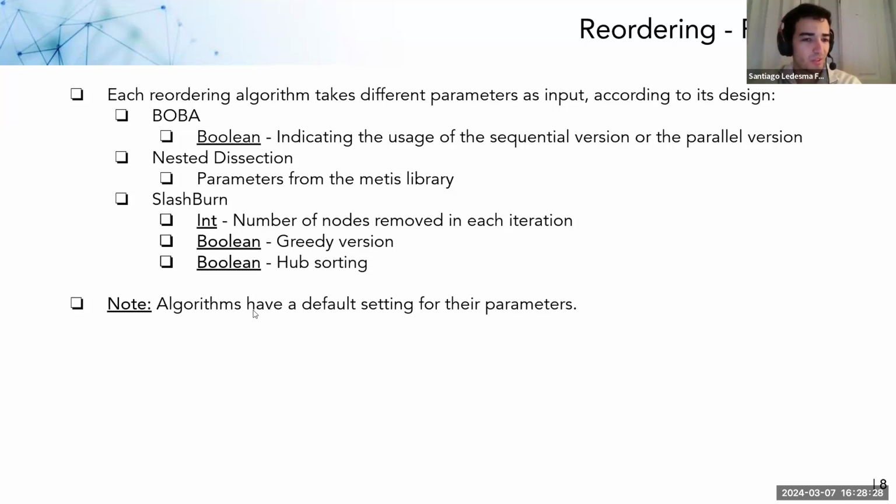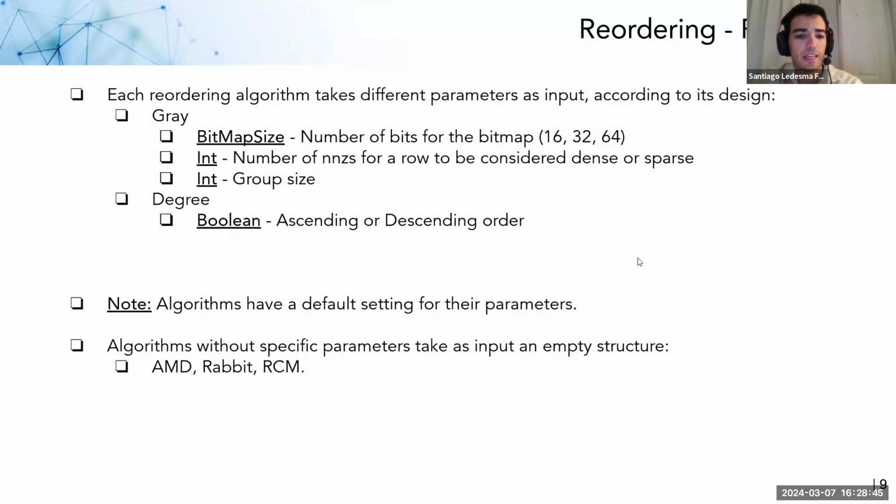And it is very important to note that every algorithm with parameters has a default setting. So if you're unsure about which parameters to use, you can just go with the default. And then there are algorithms without any specific parameters, and for those you take an empty structure as argument, such as AMD, Rabbit, and RCM.